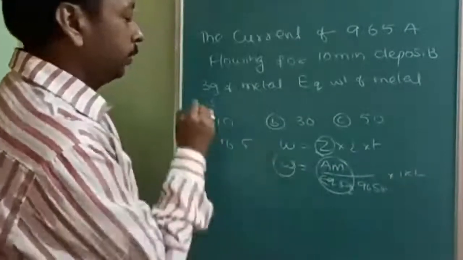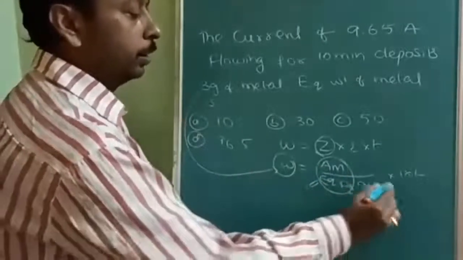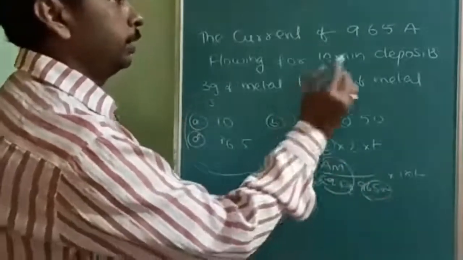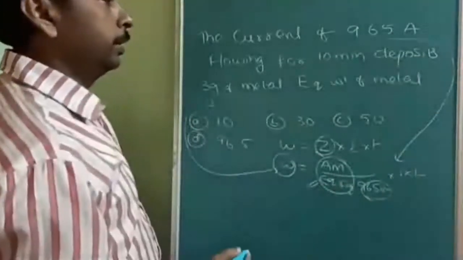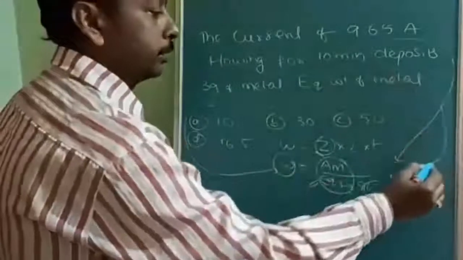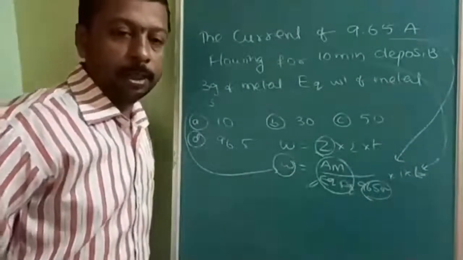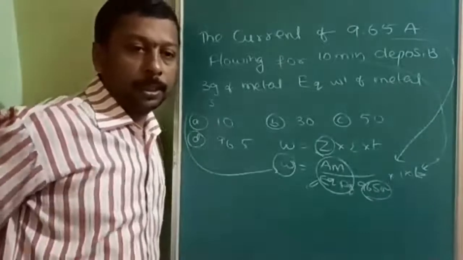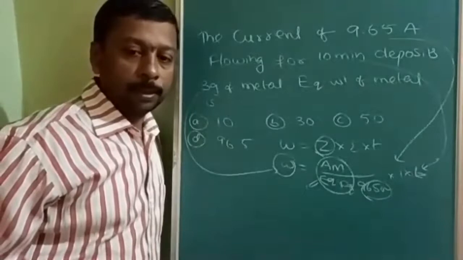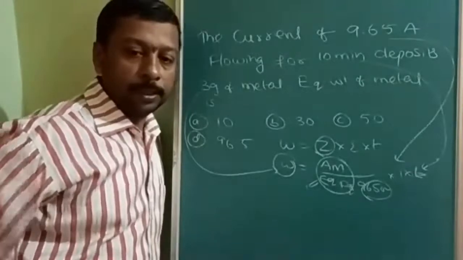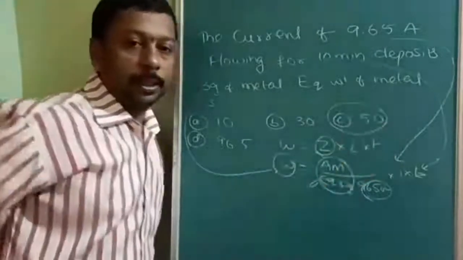W is given as 3 gram. This is what you have to find out. 96500 is already there, and current is in ampere, already given, and 10 minutes. This is in minutes, so you have to convert into seconds. Then you will get the answer in the proper format. As per most of the students' replies, it is answer C. I hope C is the correct answer.